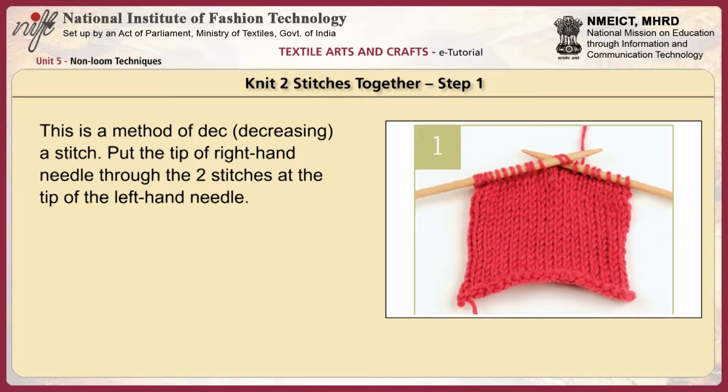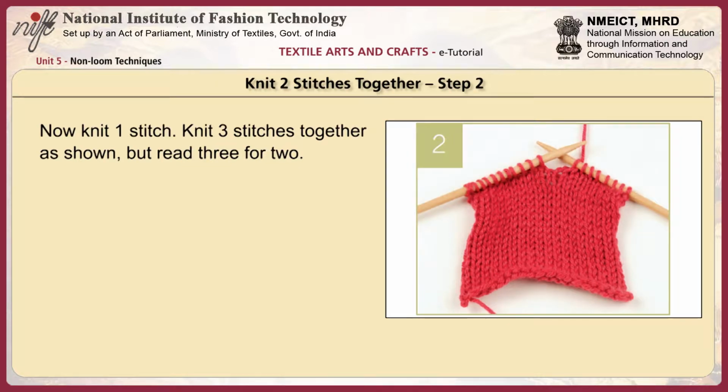This is a method of decreasing a stitch. Put the tip of right hand needle through the two stitches at the tip of the left hand needle. Now knit one stitch. Knit 3 stitches together as shown, but read 3 for 2.